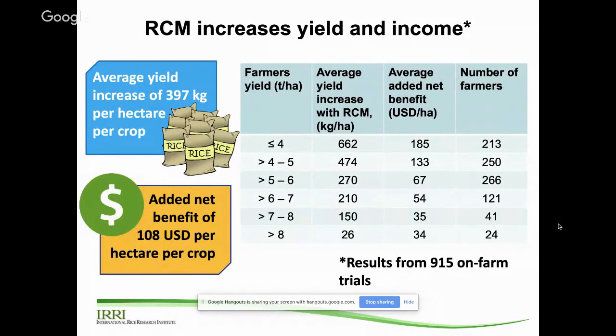But the table shows you that the benefit from RCM is really big when the farmer's yield is equal or below 4. So this technology can benefit this group of farmers more, and we should be targeting these farmers to have a great impact of the Rice Crop Manager.